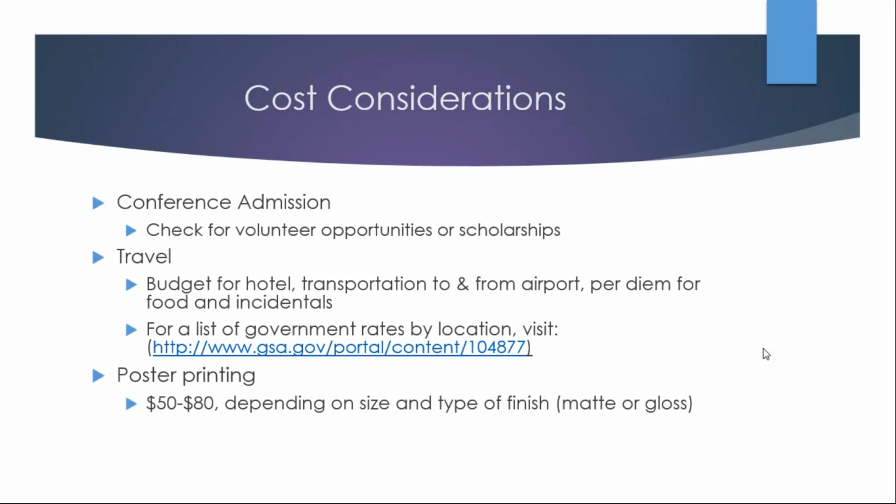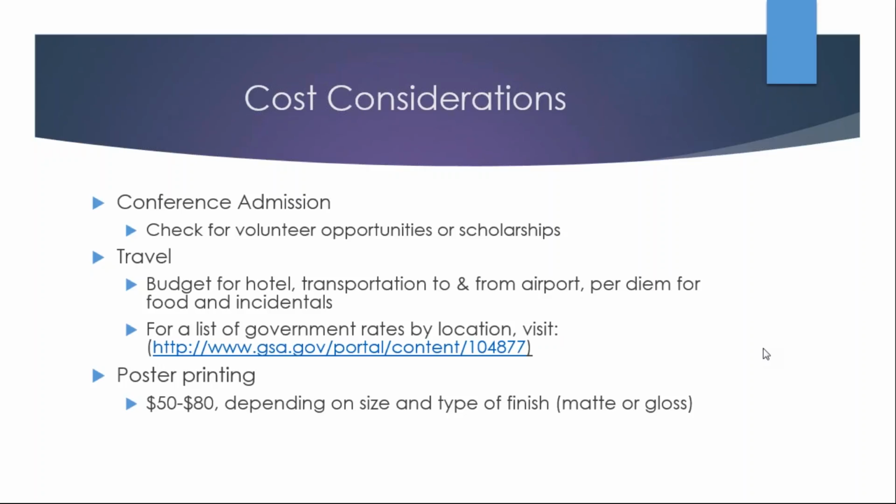And then for travel, if you're going out of state, or downstate, you'll definitely want to budget for a hotel. If you're flying, transportation to or from the airport, obviously airfare, and then a per diem for food and incidentals. And if you're wondering how much that costs, you can check the website that we have up here. It lists all the government rates by location.